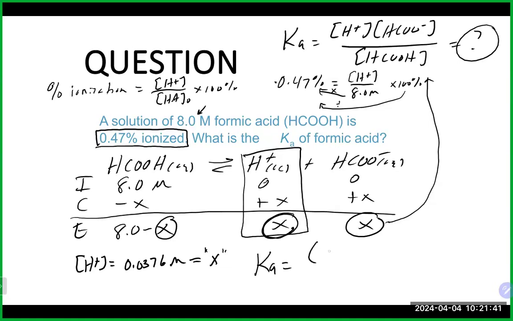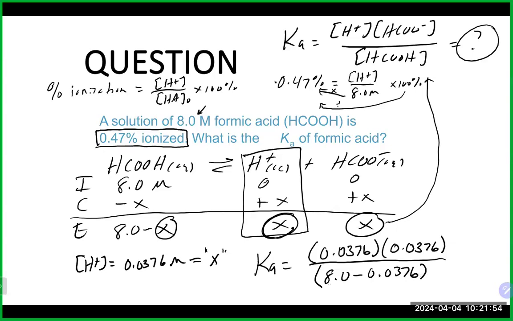It would be basically 0.0376 times 0.0376 divided by our initial concentration, 8 minus 0.0376. And if we do all that there, that is going to get us our Ka value. And that will be something here with some numbers. And we'll go with 1.8 times 10 to the negative 4 here.